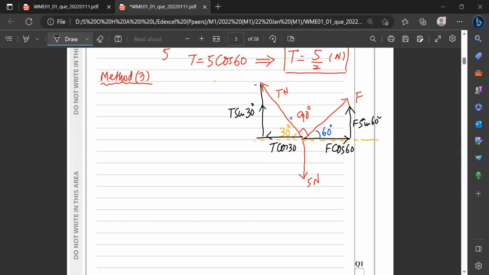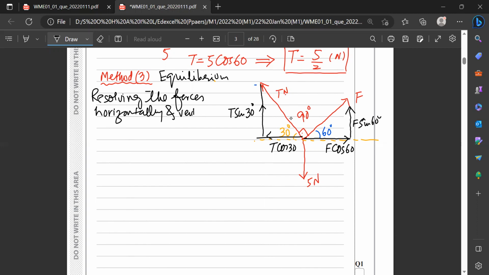As it is in equilibrium, the resultant is 0. Leftward equals the rightward, and the sum of upward forces equals the sum of downward forces. So I must write it here: resolving the given forces horizontally and vertically, which I've done there.